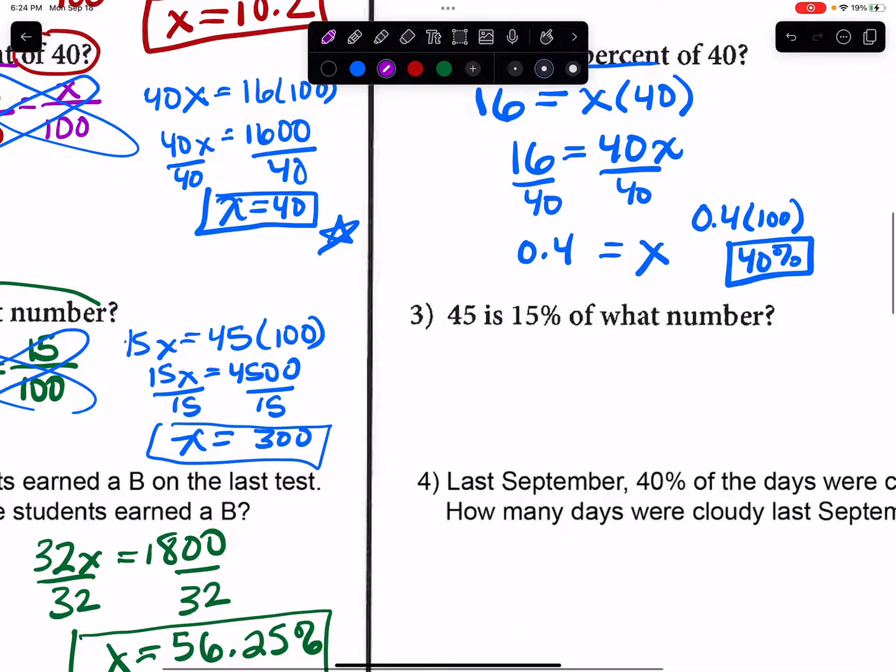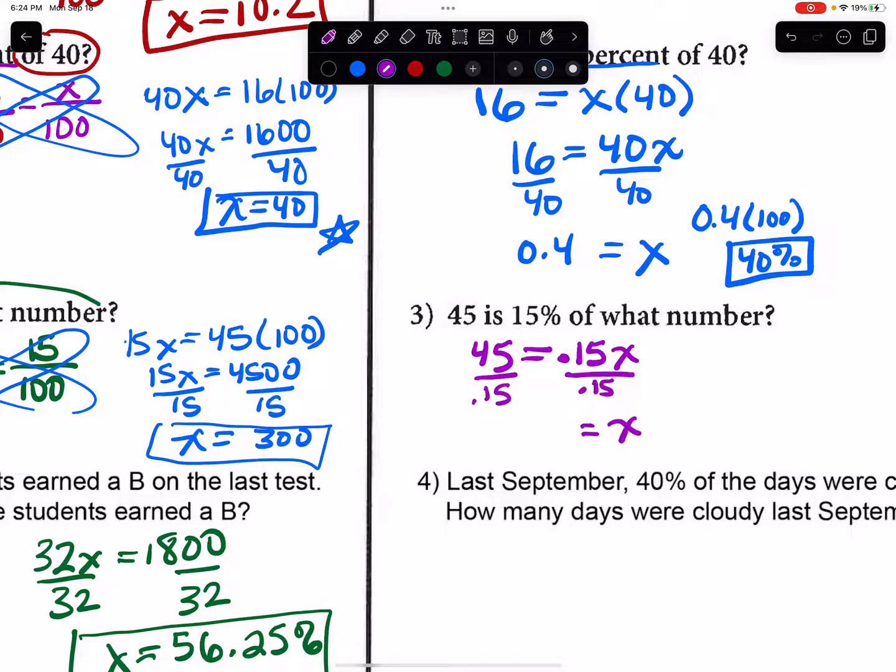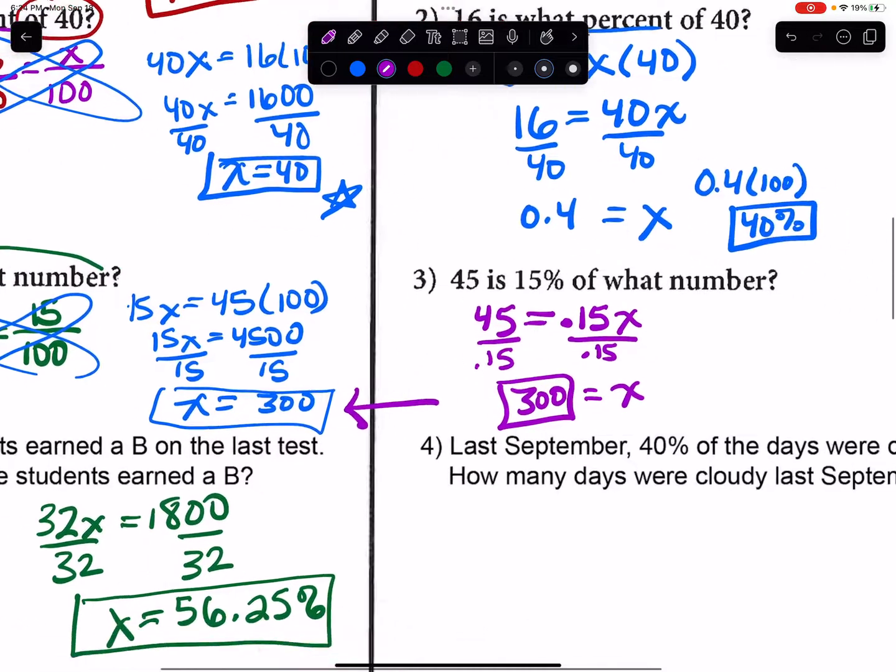All right, let's make an equation for number 3. 45 is 15% as a decimal. I divided by 100. Of means multiply. What number is a variable? Since X is being multiplied by 0.15, I'm going to divide both sides by 0.15, and I get 300. Look, same thing I got over here, but much less work.